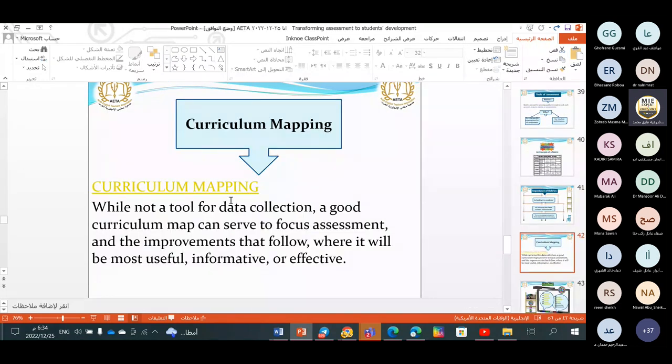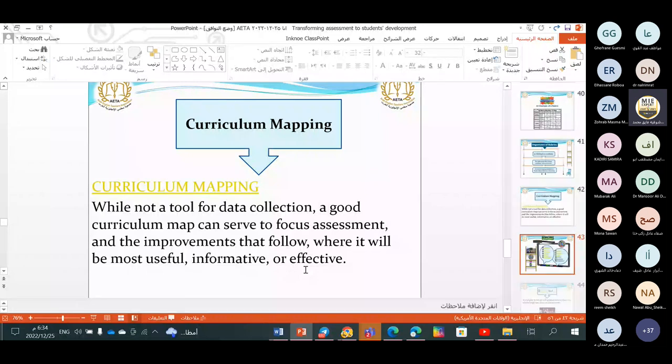Also, there is another important thing, which is curriculum mapping. While not a tool for data collection, a good curriculum map can serve to focus assessment and also the improvements that follow, where it will be most useful, informative, or effective. So you should map your curricula in order to be successful in your classes.